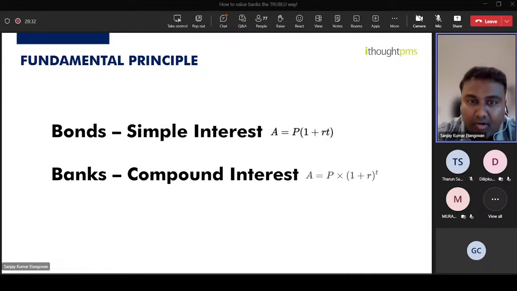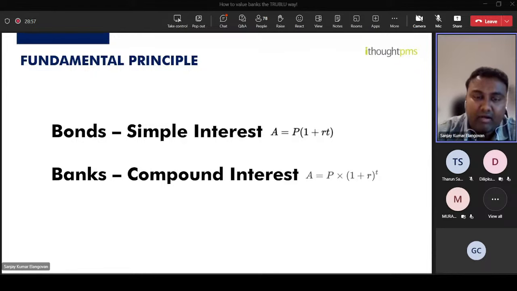Let's say you have a bond, or it could also be your fixed deposits that you get at your banks. They all work on the principle of simple interest. Let's say your principal is 100 rupees and you have an FD of 7.5%. You will get 7.5 rupees every year as interest, right? But your principal throughout the tenure of the bond or the FD doesn't change.